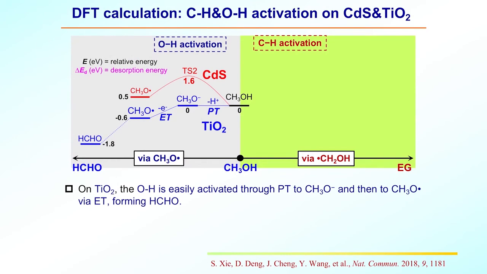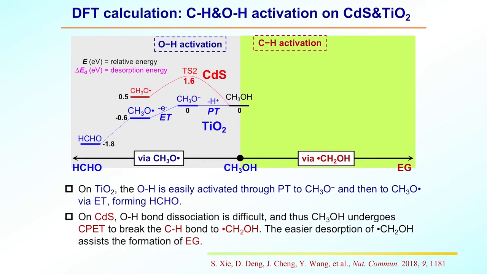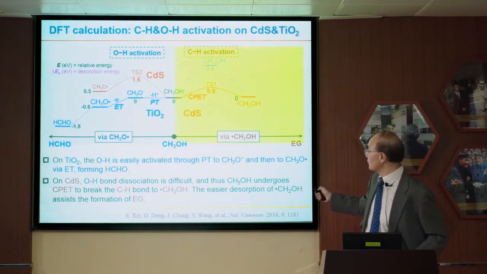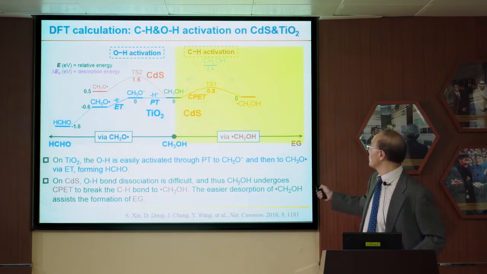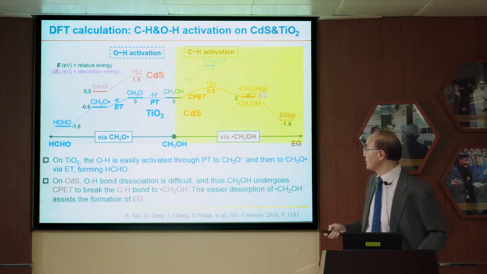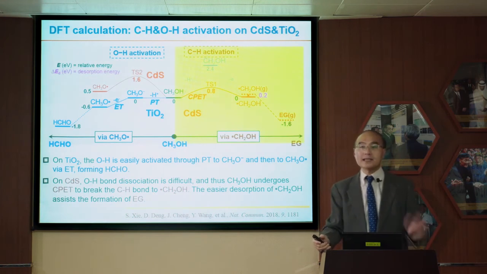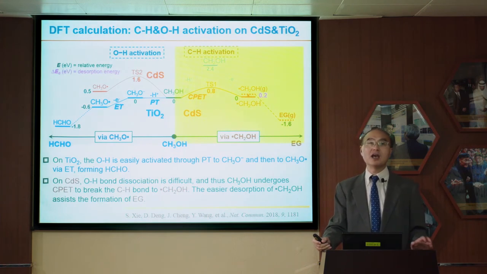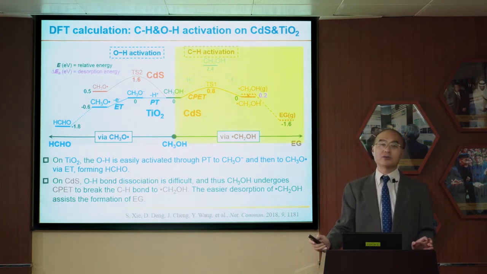On the other hand, on the cadmium sulfide semiconductor, the OH bond dissociation is quite difficult and needs a higher energy barrier, and thus methanol undergoes concerted proton-electron transfer to break the CH bond to the hydroxymethyl radical, and the easier desorption of this hydroxymethyl radical assists the formation of ethylene glycol. This can explain the interesting chemistry of the preferential activation of the CH bond in the methanol molecule.